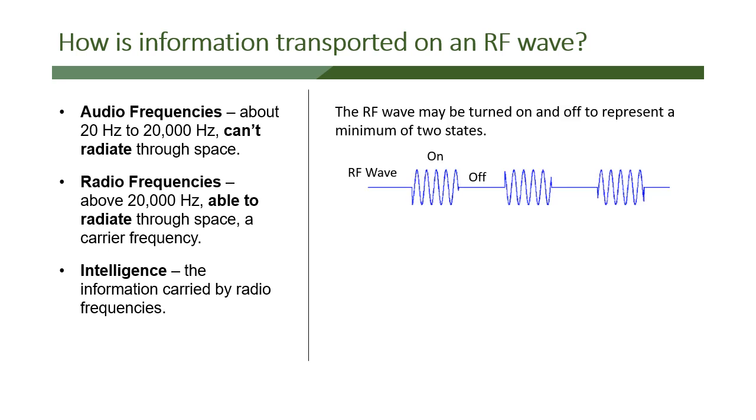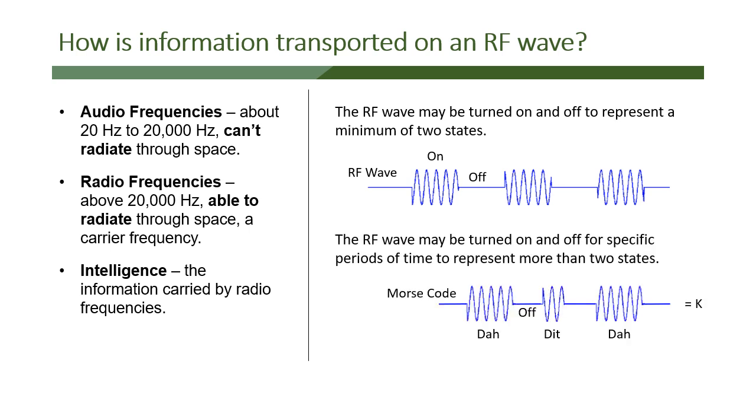So as you can see on the right, the RF wave can be simply turned on and off to represent a minimum of 2 states. We have an on state and an off state. It's a digital state, right? You have on and off, 1 or 0, and you can just turn the transmitter on, turn it off, turn it on, turn it off, and that will indicate intelligence. It's going to be a low level of intelligence. That is, we don't have a lot of complexity that we can show there, but it is intelligence that can be transported from point A to point B.